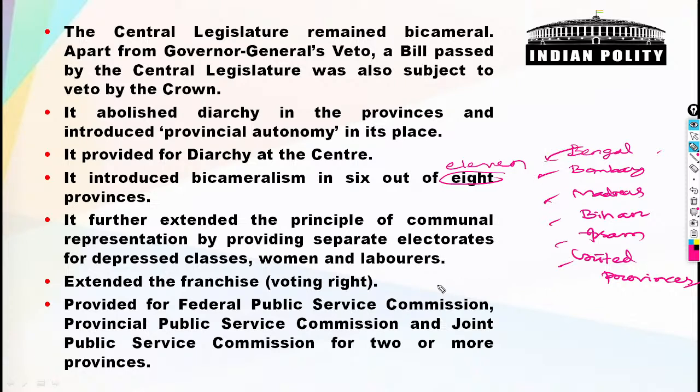So these are the 6 provinces which are provided with a bicameral setup. These are the 6 major provinces. It abolished the Council of India, established by the Government of India in 1858. The Secretary of State for India was provided a team of advisors. The Indian Council, the 15-member council, was abolished under this act. In place of that, it provided for advisors.